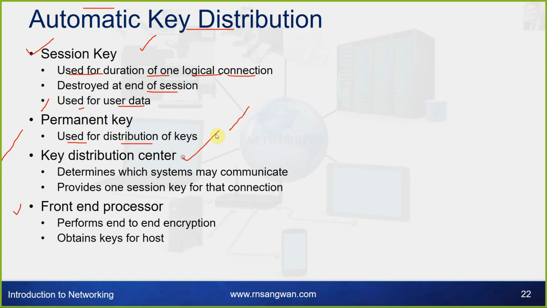Key distribution center, as the name itself suggests, determines which systems may communicate. It provides one session key for that connection. Front-end processor performs end-to-end encryption and obtains keys for the host.